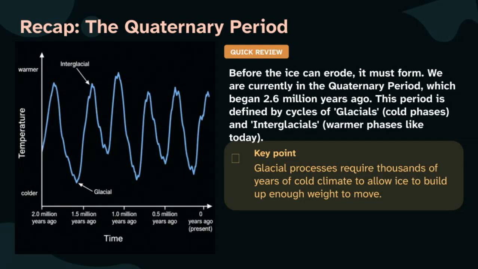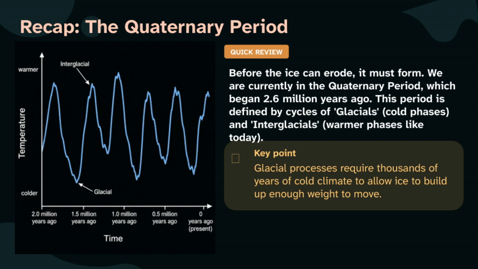Before we can understand glacial erosion, we need to remember how glaciers form in the first place. We are currently living in the Quaternary period, which began around 2.6 million years ago. This period has been marked by repeated cycles of colder and warmer phases. The colder phases are called glacials. During glacials, temperatures were lower, snow and ice built up, and large areas of land were covered by ice sheets and glaciers. The warmer phases are called interglacials. We are living in an interglacial today.